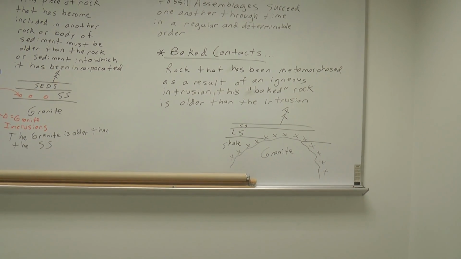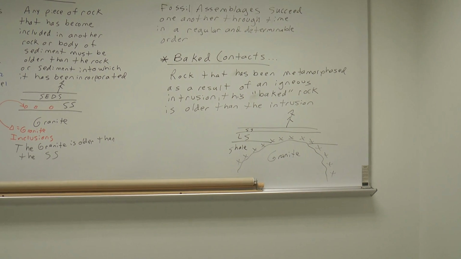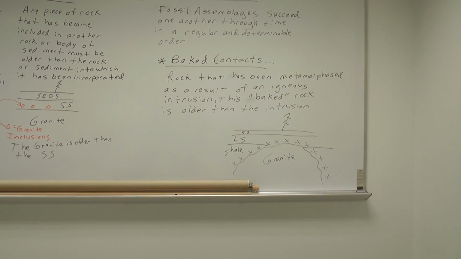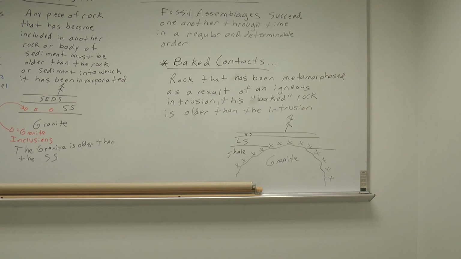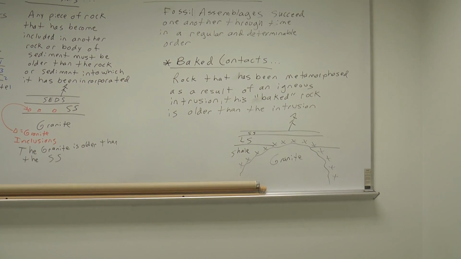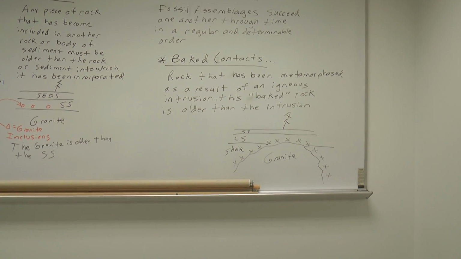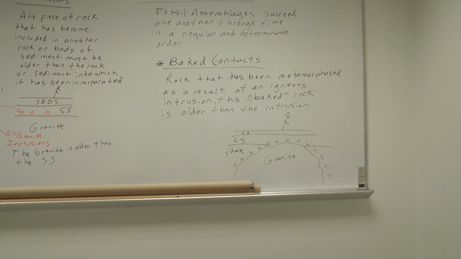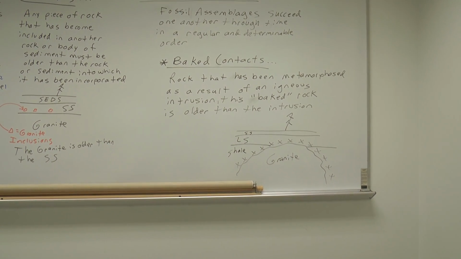Clearly, the shale and the limestone were there before that magma body intruded, and we know that because they were permanently metamorphosed as a result of that intrusion. We don't know about the sandstone. The sandstone could be younger or it could be older.